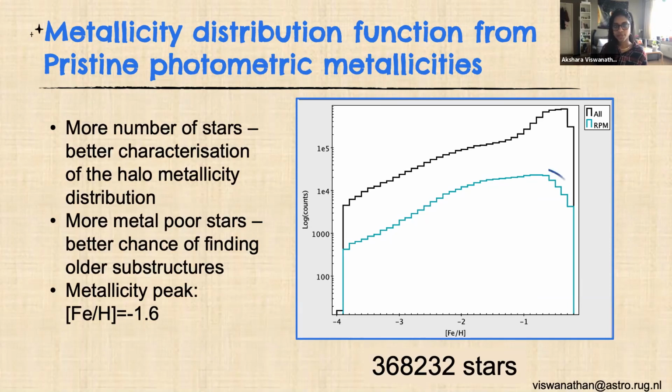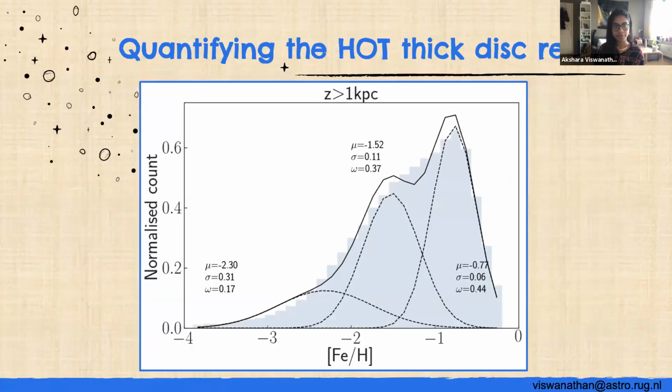In this plot, we see the hot thick disk contribution here. By hot thick disk, I mean the kicked up thick disk stars that are in halo orbits, but have similar chemical properties to the thick disk stars. Because we have reliable distances and photometric metallicities, I thought of quantifying the thick disk at different distances or different scale heights. The result is shown here.